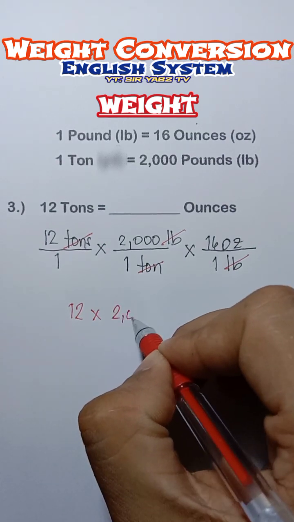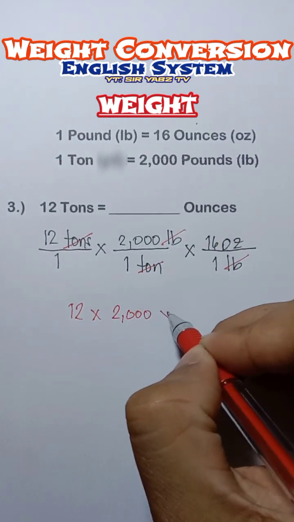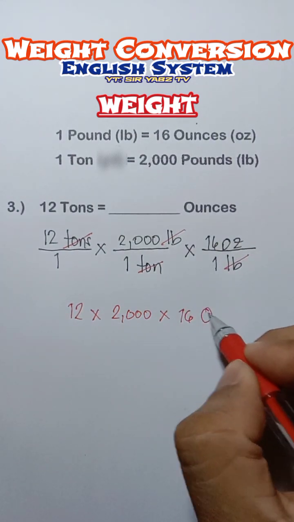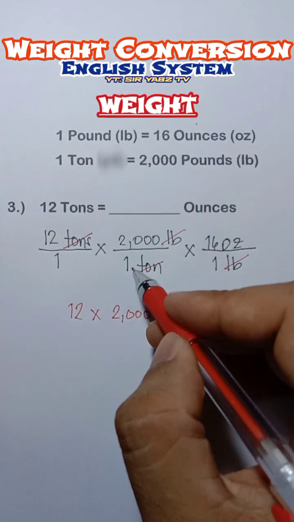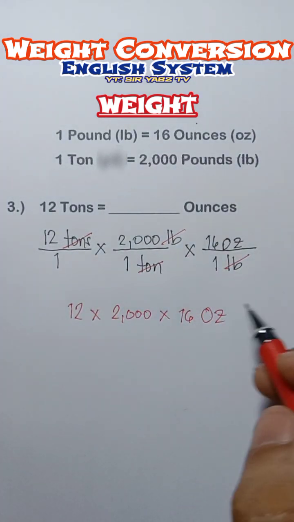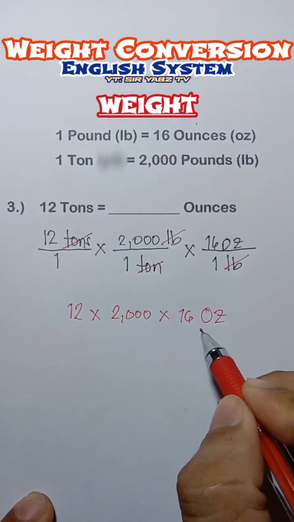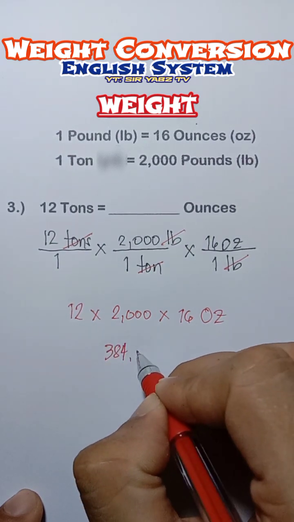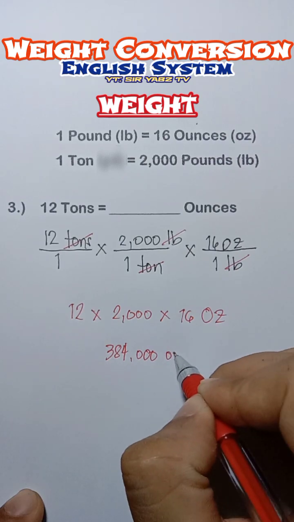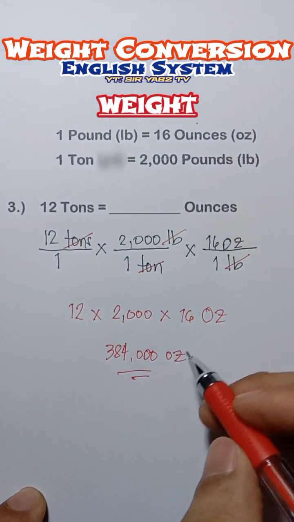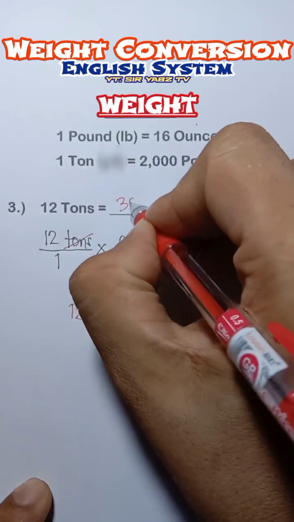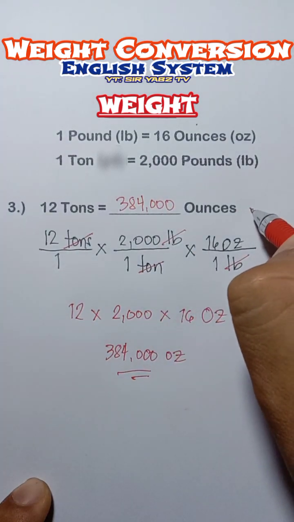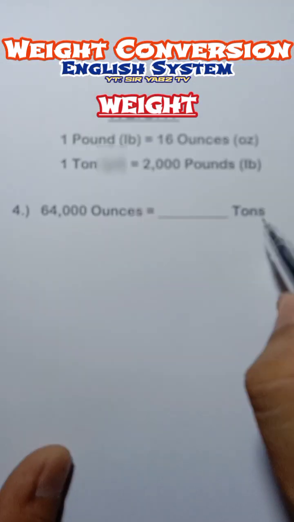So the remaining number will be multiplied 12 times 2,000 times 16 ounces. Okay? But the denominator, we don't need to write that 1 times 1 times 1 because that is 1. So mean to say whole number, our result in this example is just whole number. So 12 times 2,000 times 16 ounces is equivalent to 384,000 ounces. So meaning to say we have 384,000 ounces on 12 tons. Alright. Okay, so let's try the last example.